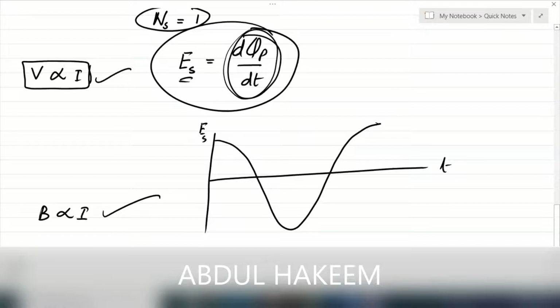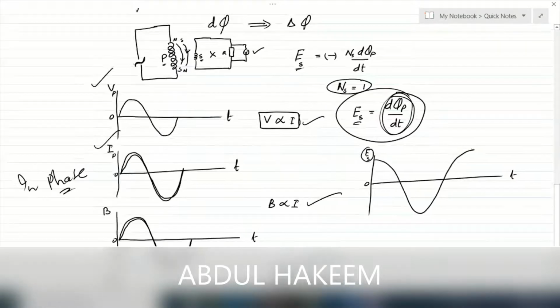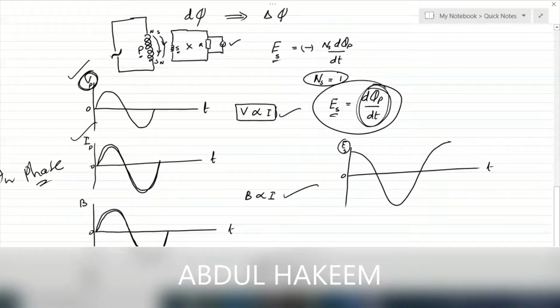Now, this voltage is induced in the secondary, and this is the voltage which is supplied to the primary. So this voltage, VP, the voltage provided by the supply, is the source. And this is the induced. Look, both have a phase difference of 90 degrees, because this is a sine wave and this is a cos wave. So they have a phase difference of 90 degrees, meaning pi by 2 radians.